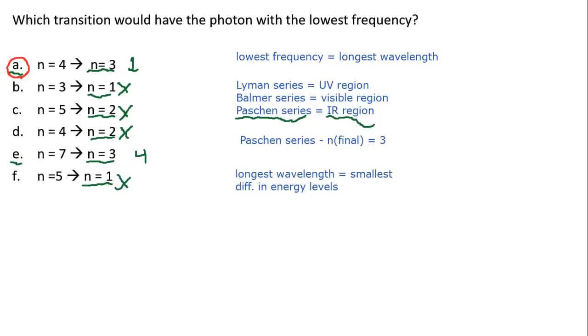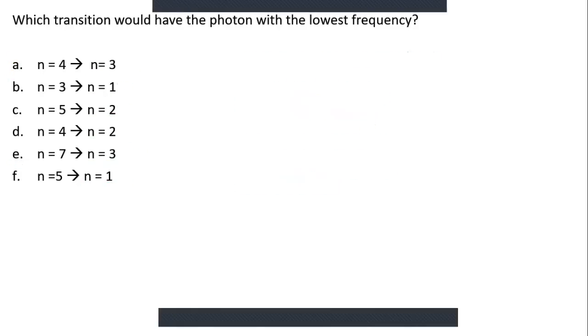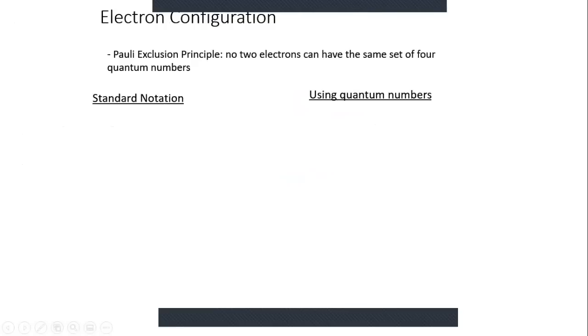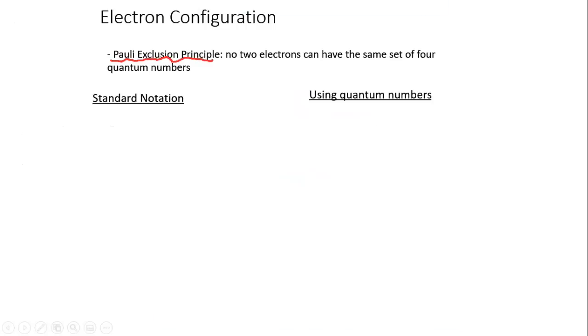So that was just a recap from the last lecture's topics. Now we're going to get involved in electron configuration. With electron configuration, we have to introduce what's called Pauli's exclusion principle, which says no two electrons can have the same set of four quantum numbers, just like no two people can have the same home address. This is very important because this allows us to put electrons into orbitals that have opposite spins.